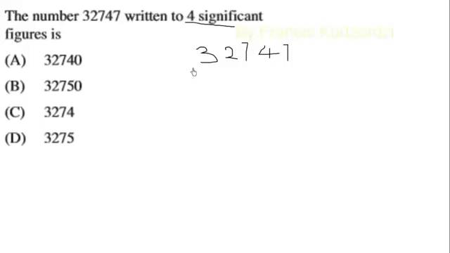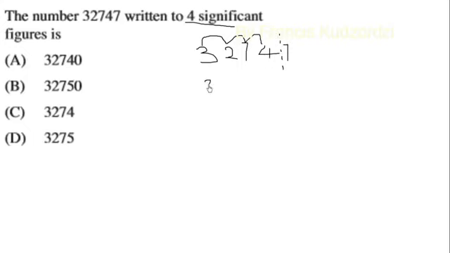So we start counting from the first significant digit, that is the first non-zero digit, which is 3, so 1, 2, 3, 4. So we consider the next number to the right of 4, which is 7, and since 7 is more than or equal to 5, we round this up.